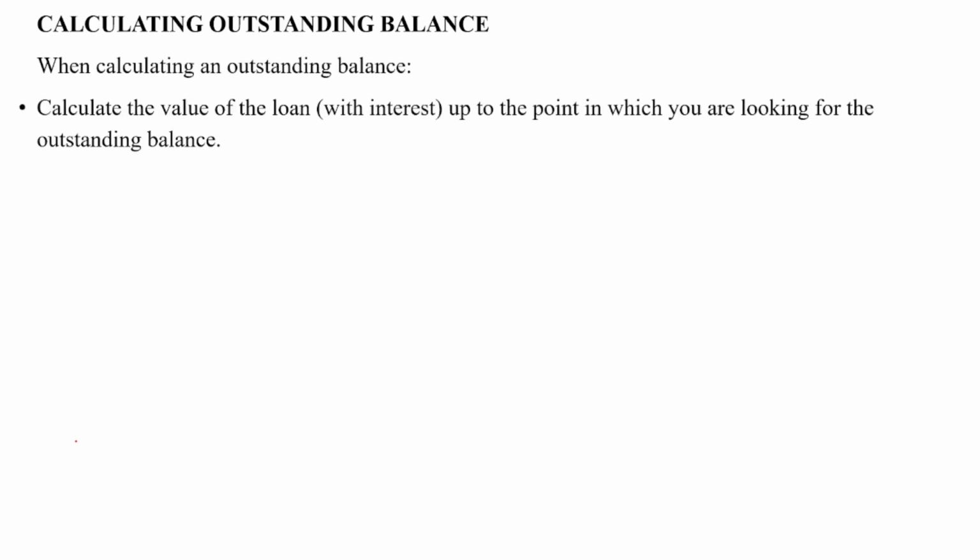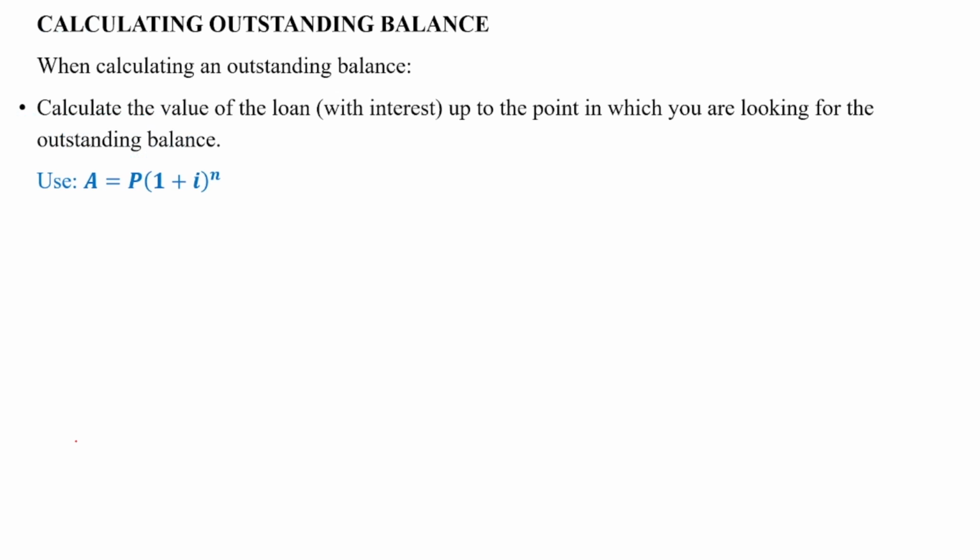So when calculating the outstanding balance, calculate the value of the loan with interest up to the point at which you're looking for the outstanding balance. Let's say you take a loan of 100,000, and then you want to find the outstanding balance after 24 payments. Calculate the accumulated amount of this loan up to the 24 payments. Okay, so the formula you can use is this one.